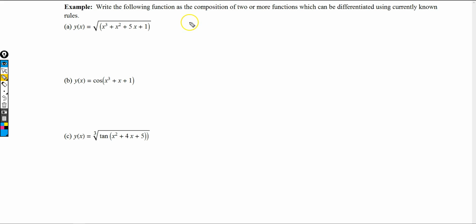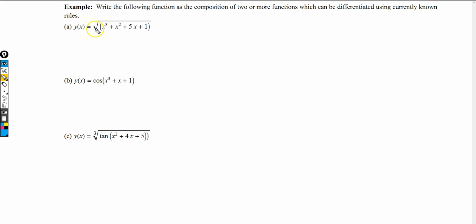Now, before we can use the chain rule, we have to become comfortable with being able to write functions as the composition of two functions which we know how to differentiate using the rules that we already have at our disposal. So let's take a look at this example. We have a listing here of some functions, and we want to write these as the composition of two individual functions, which we do know how to differentiate.